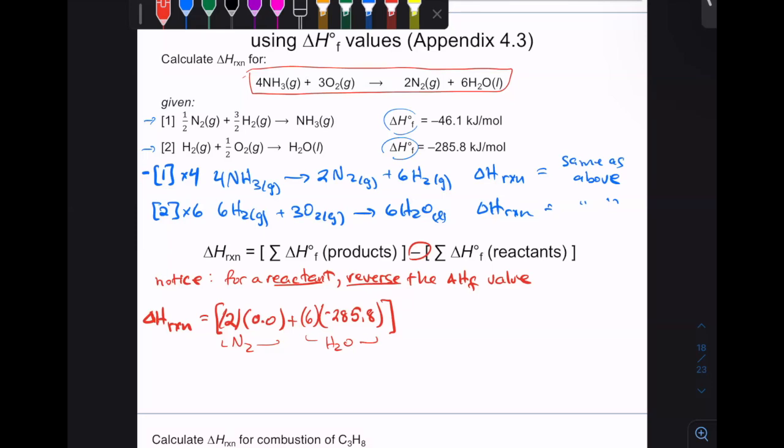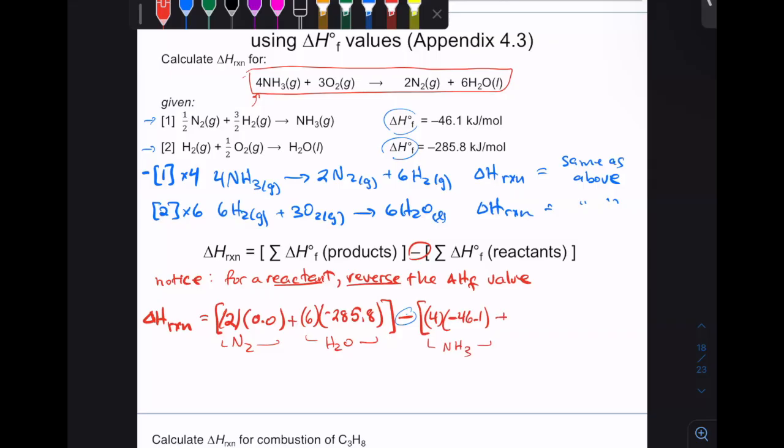And then I'm going to subtract from that the sum from the reactants. So in the reactant side, I have 4 moles of ammonia. And the delta H of formation for ammonia is reaction 1. That's negative 46.1. But remember, that's for forming NH3. We want it as a reactant. That's why it's here after the negative sign, because that negative in the middle, that's going to reverse. This reverses everything. So this is going to be for the NH3.